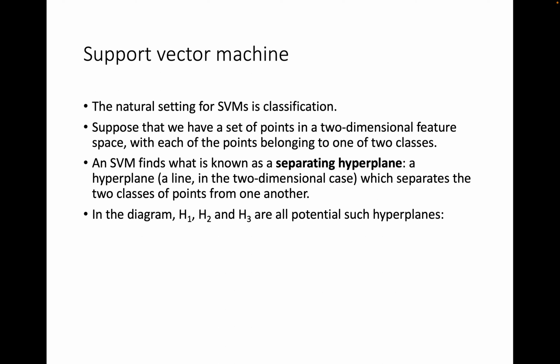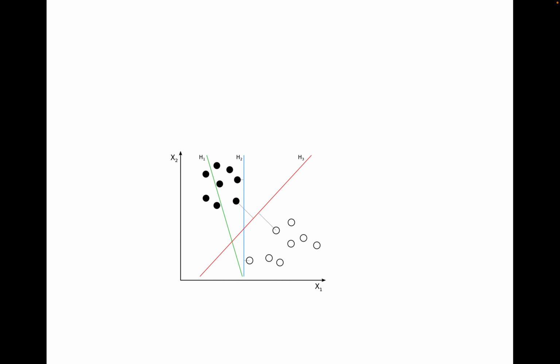And SVM finds what is known as a separating hyperplane. We have studied that: support vector machine is finding the optimal separating hyperplane. A hyperplane is a line in the two-dimensional case, which separates the two classes of points from one another. So it is the same thing we studied, nothing new. And in the diagram, H1, H2, H3 are all potential such hyperplanes.